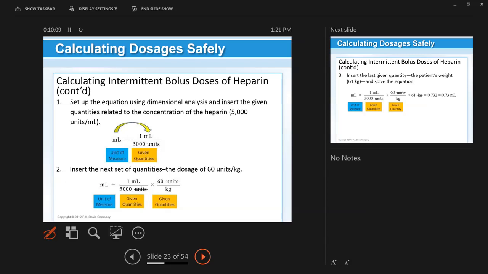So when we look at that, we need to decide what we're looking for. And we're giving a medication that has a volume, so we're looking for milliliters. We'll go ahead and copy that over here, and we've got our 1 milliliter over 5,000 units then.